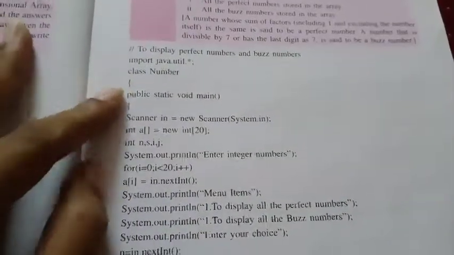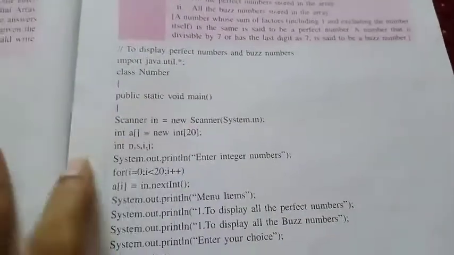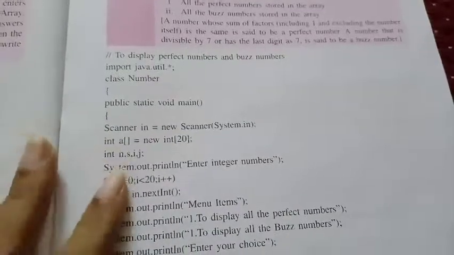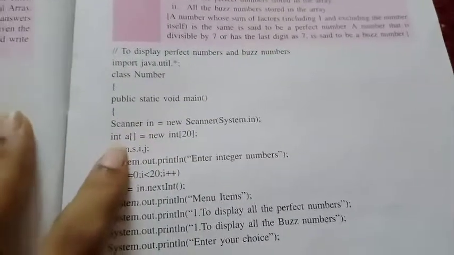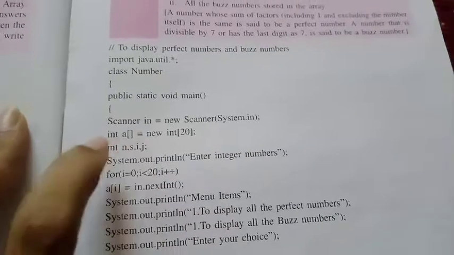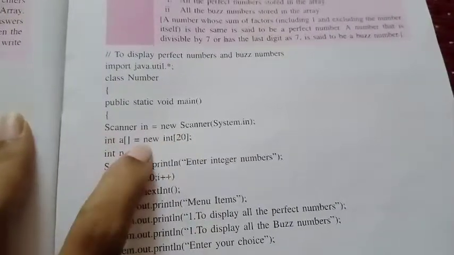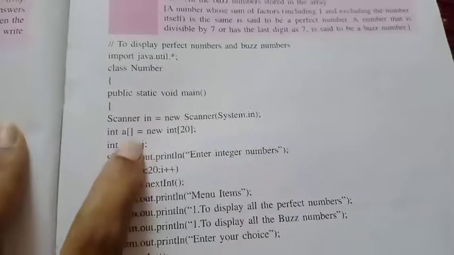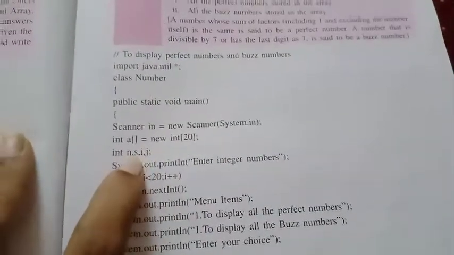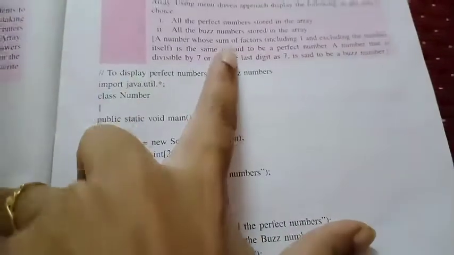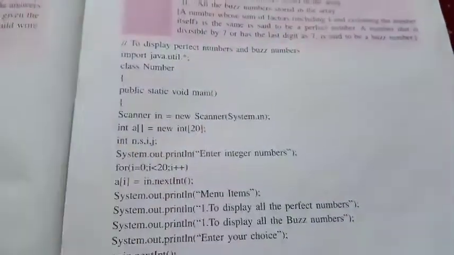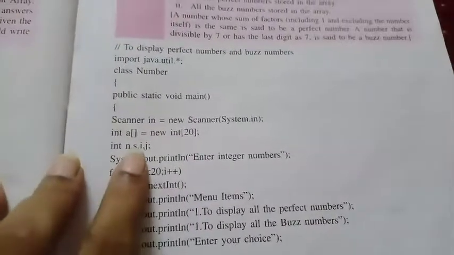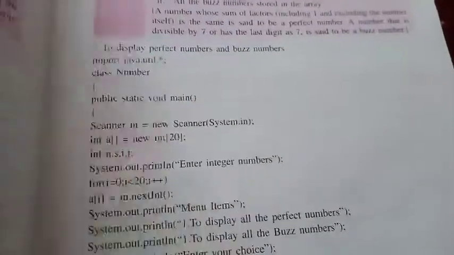So first thing, we have used the Scanner class. These are all the common declarations: class name, public static void main, and the declaration for Scanner to get the input, and int, this is your array. In this array only you are going to store the 20 numbers. Then n, s, i and j. i and j will be for the loops, and s is to calculate the sum. See here, the sum of factors we need to calculate, right? For that we have s, and n will be your number.